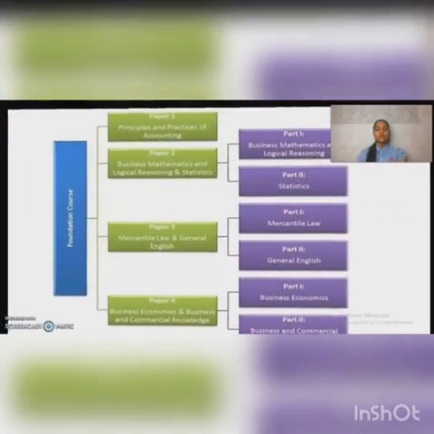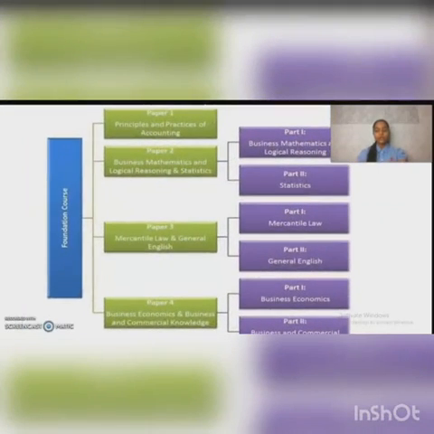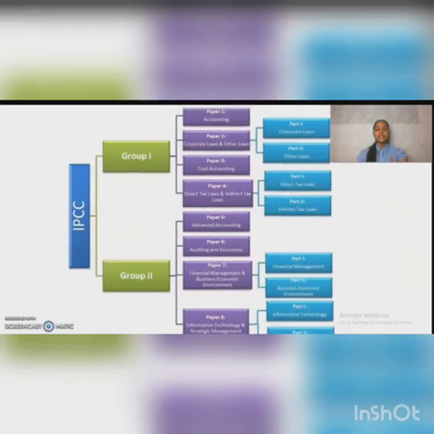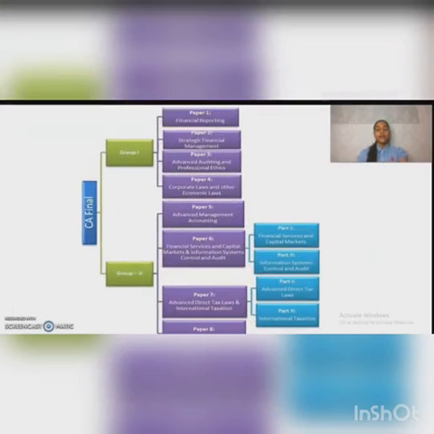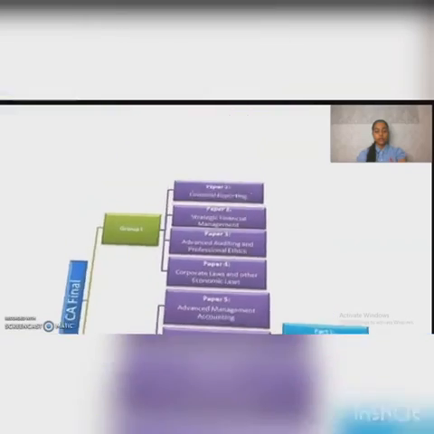The CA Foundation course is divided into 4 papers. One has to clear all the 4 papers to qualify this level of the CA course. The CA Intermediate course is divided into 2 groups, both having 4 papers. One has to clear all the 8 papers to qualify this level. The CA Final course is divided into 2 groups and 8 papers. One has to clear all the 8 papers to qualify this level of the CA course.